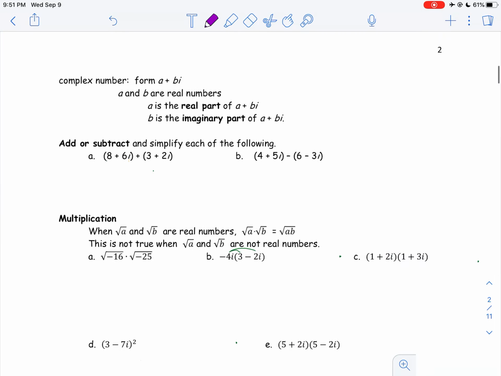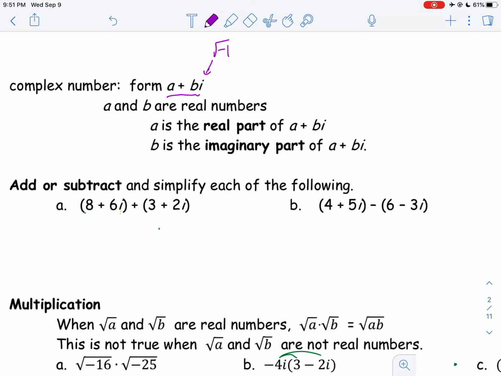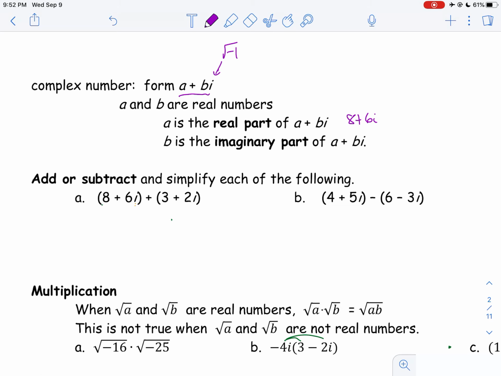So an imaginary number is a number that has an i, or the square root of -1. A complex number is a number that has this form, a plus bi. And in that case, a and b are real numbers, and a is the real part, bi is the imaginary part. So if you look here, if I have a number 8 plus 6i, you can see the 8 is the a, the 6 is the b.